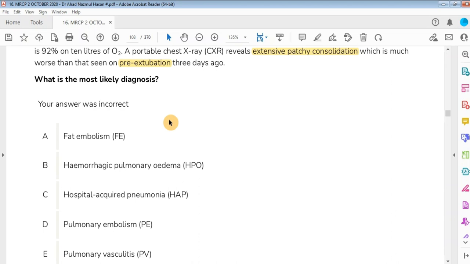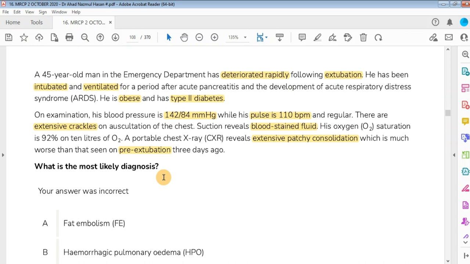What is the most likely diagnosis? A, fat embolism. B, hemorrhagic pulmonary edema. C, hospital acquired pneumonia. D, pulmonary embolism. E, pulmonary vasculitis. A 45-year-old man comes to the emergency department, who has deteriorated rapidly following extubation. He has been intubated and ventilated for a period after acute pancreatitis and the development of ARDS. He is obese and has type 2 diabetes.